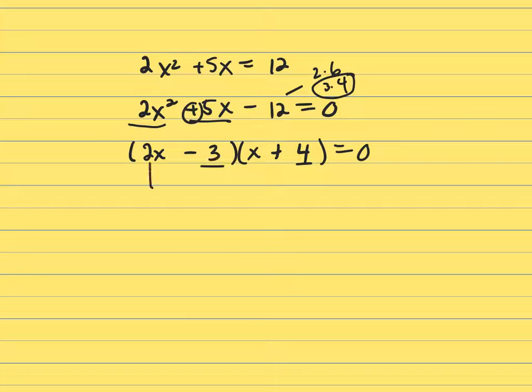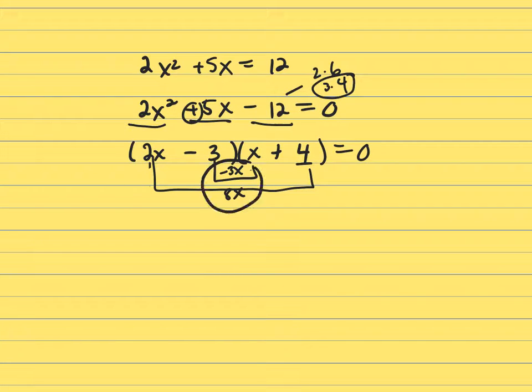Now check it. 2x times x is 2x squared. Negative 3 times 4 is negative 12. And then check your middle term. Let me erase some of these lines. You could either FOIL it out, or you can say, well, this gives you negative 3x, and this gives you 8x. If you combine those, you get 5x. So I know I have the right factors.